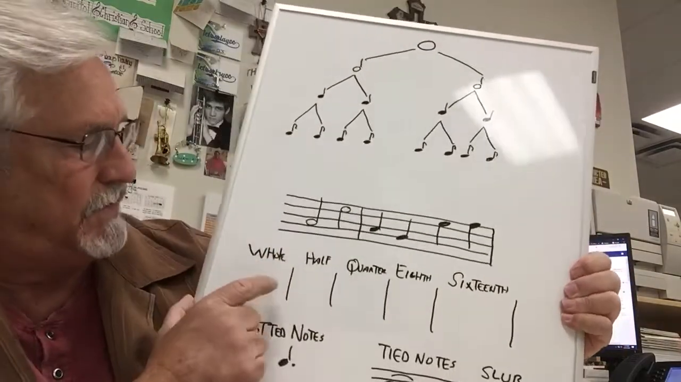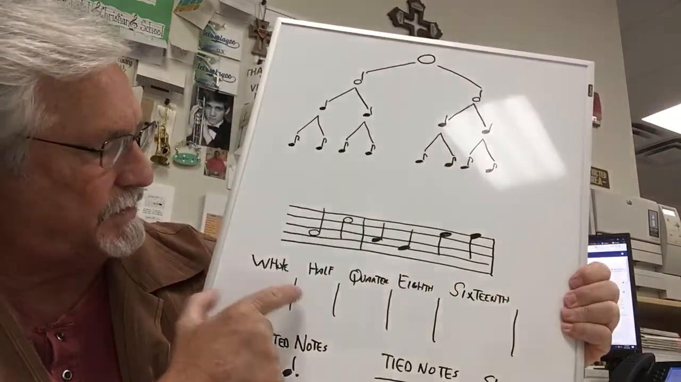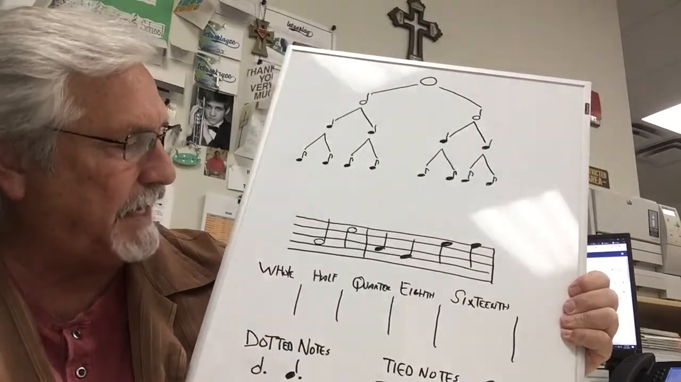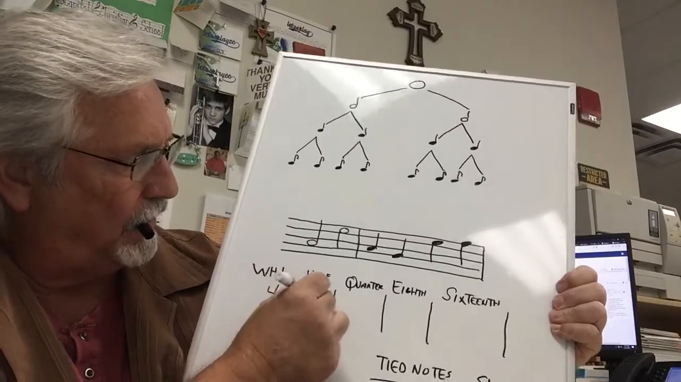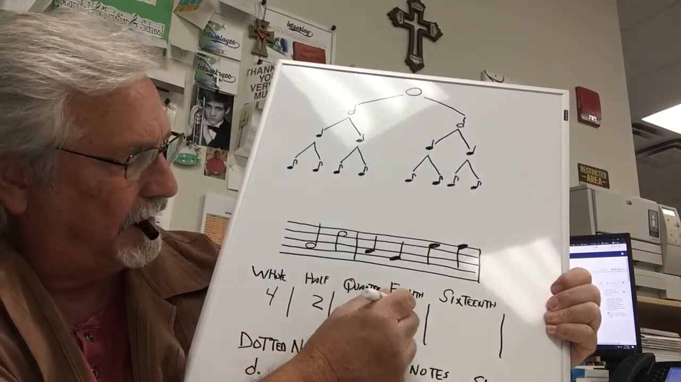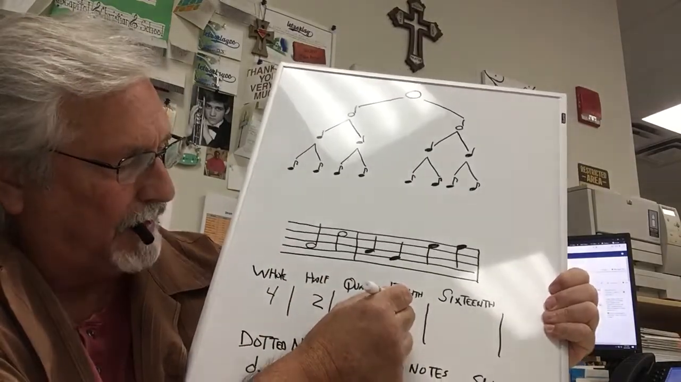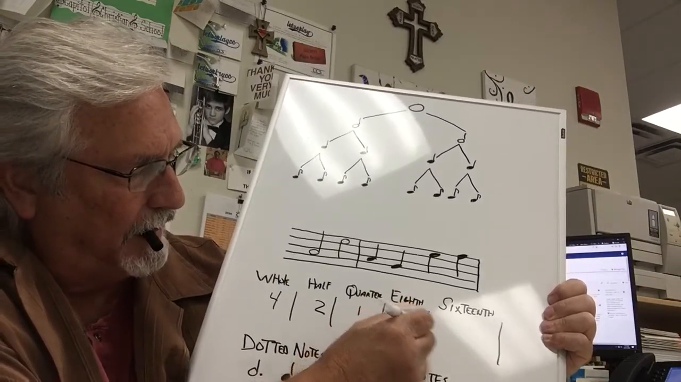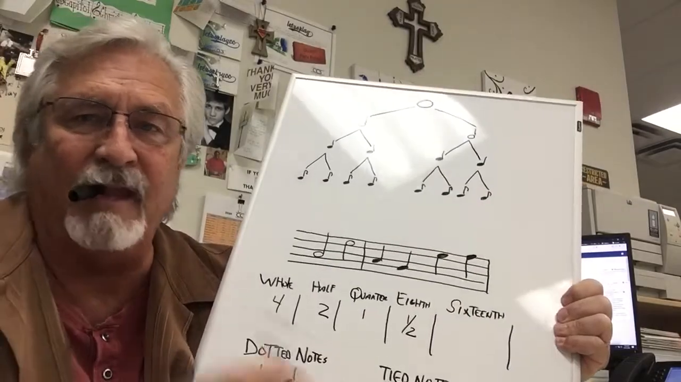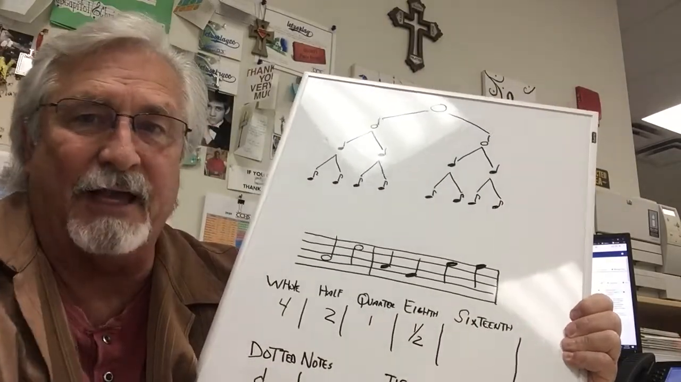So keep in mind, whole notes, 4 beats, half notes 2, right? So 4, 2, 1, aha. What would this be? Half of 1. Oh, and that one, 16th. I'll let you figure that one out later.